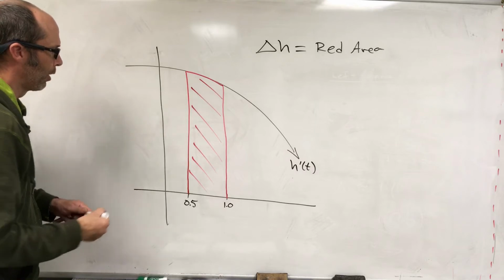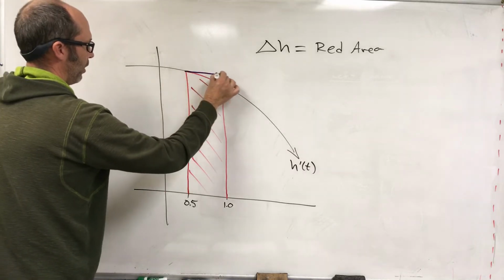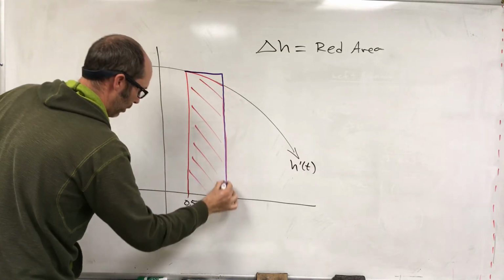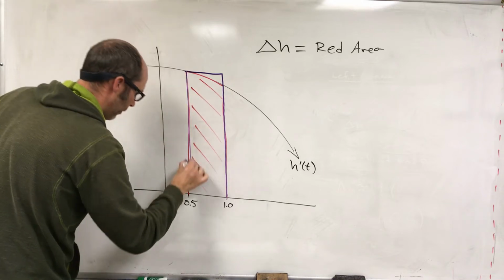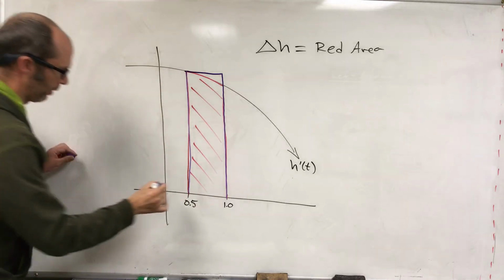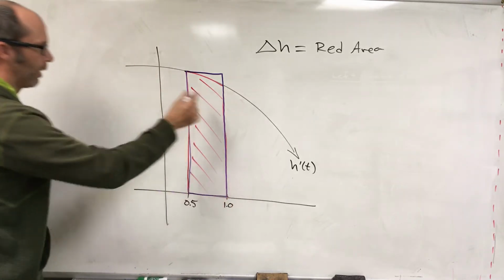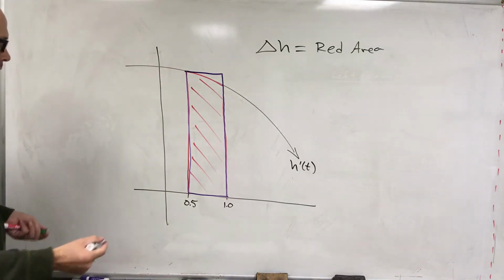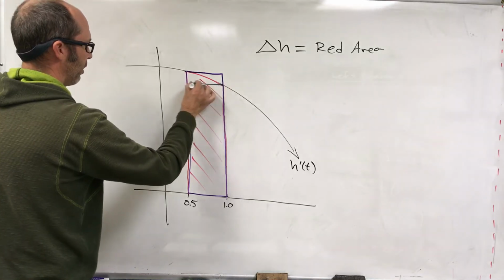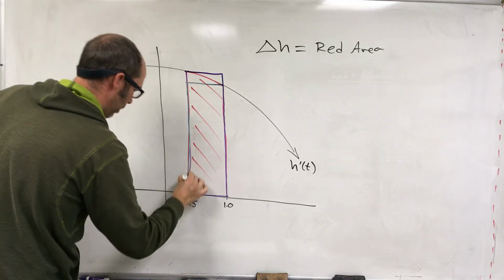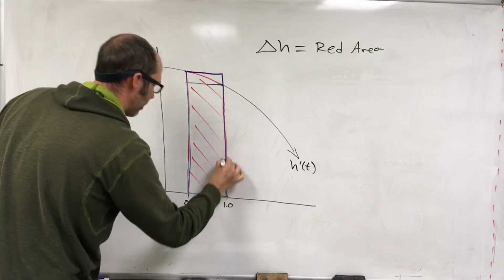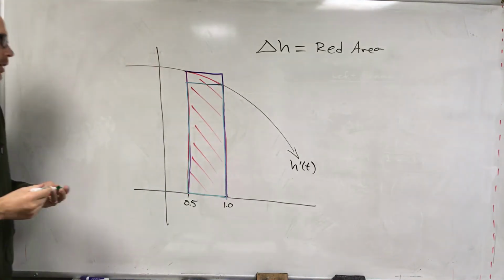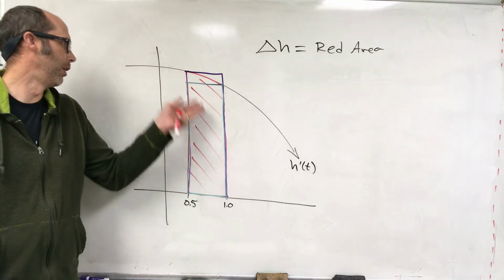Okay, now the left-hand approximation, you can see, is an overestimate. It's bigger than the actual area. And the right-hand approximation, in this case, is an underestimate. It's smaller than the actual area.